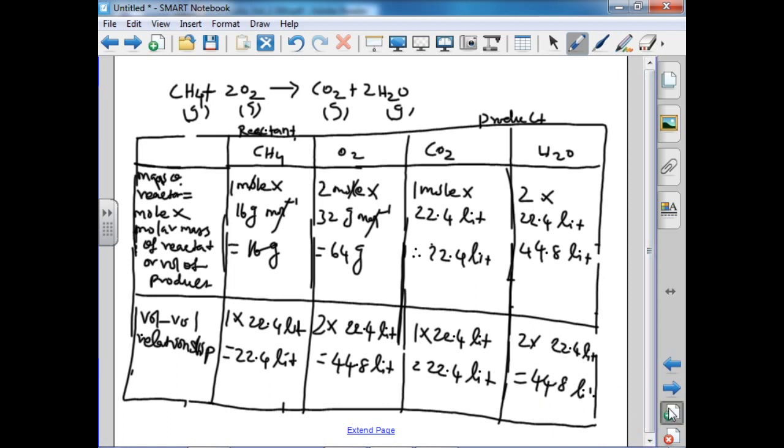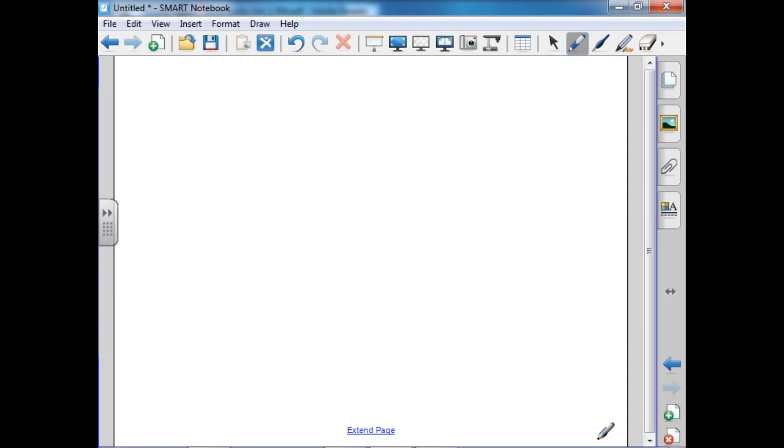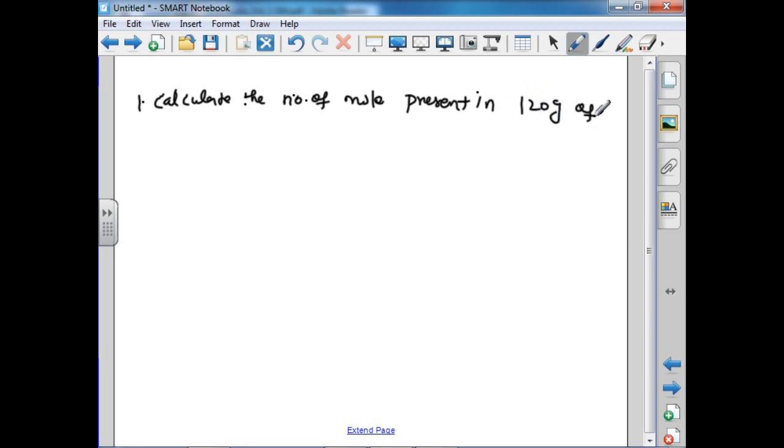Next I am going to do some problems. The first question is, calculate the number of mole present in 120 gram of sodium hydroxide. The solution is, first given in the problem, mass is given, mass equal to 120 gram.